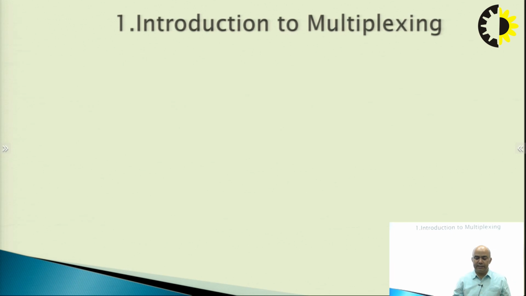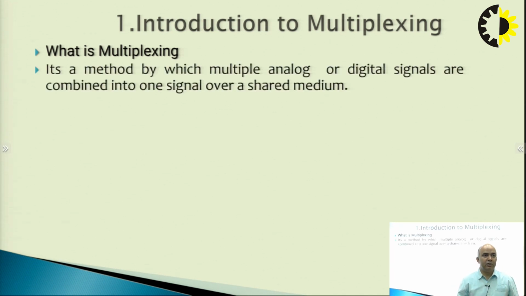Multiplexing is a set of techniques that allows the simultaneous transmission of multiple signals across a single data link. So, the definition is: a method by which multiple analog or digital signals are combined into one signal over a shared medium.